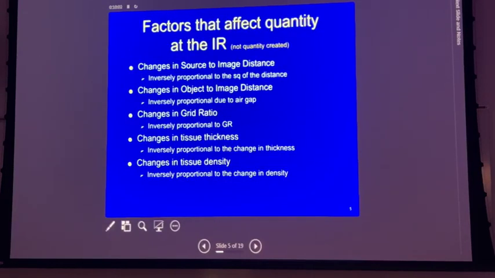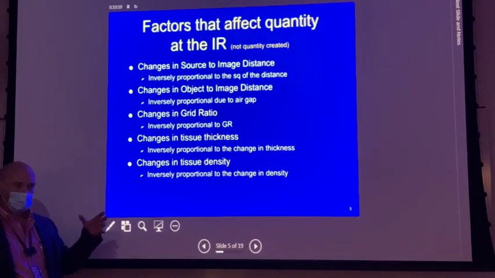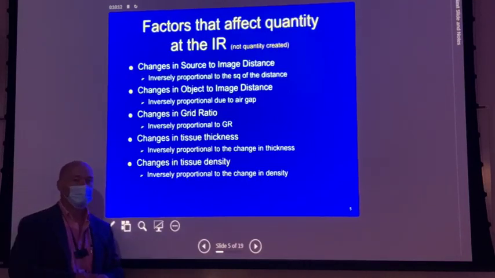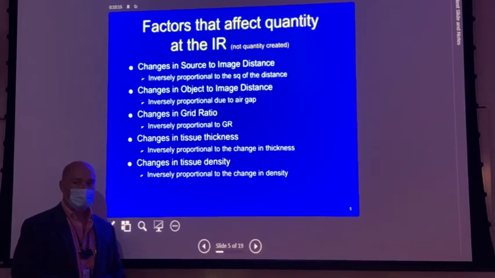All right. So more changes in source to image distance. As we increase SID, we move the X-ray tube away from the patient further and away from the image receptor further. What do we get?